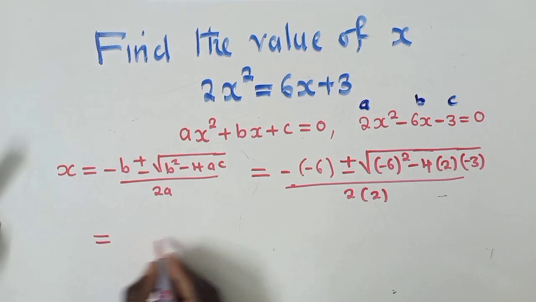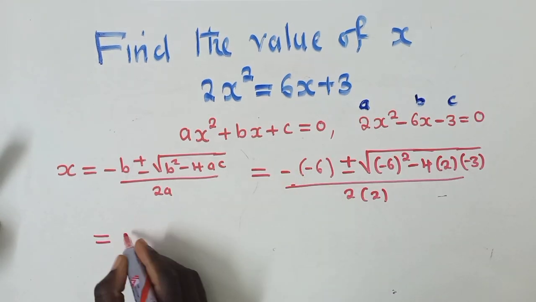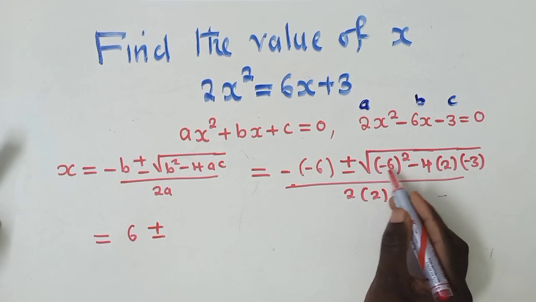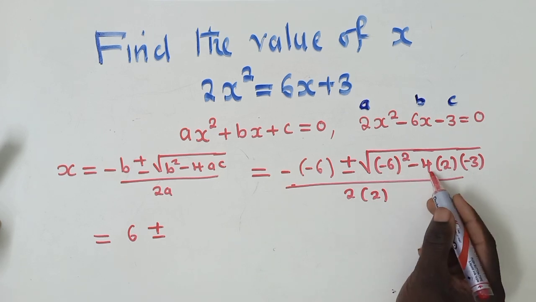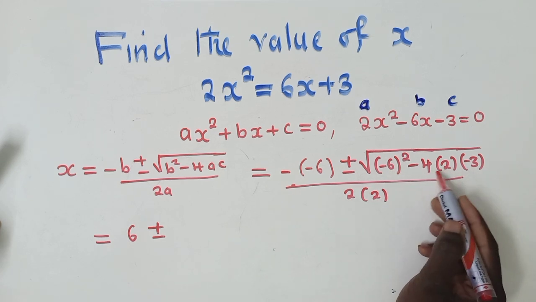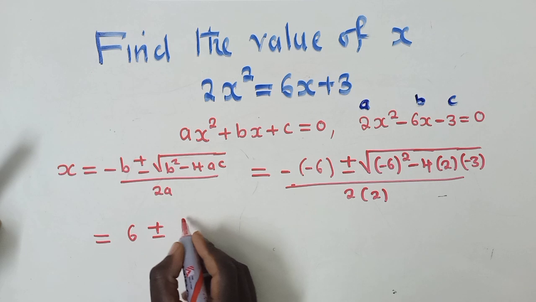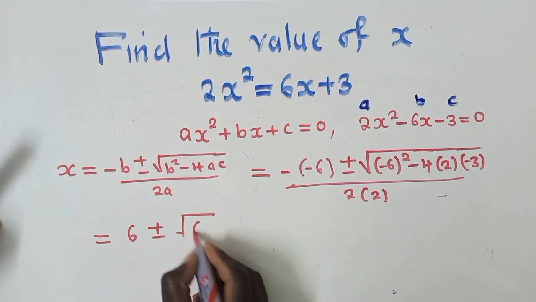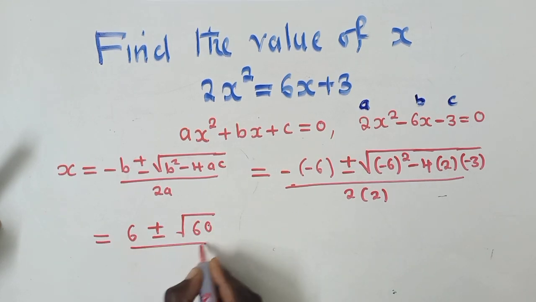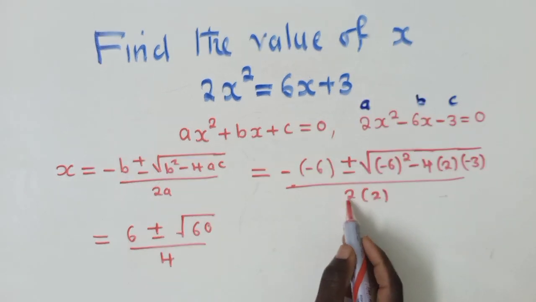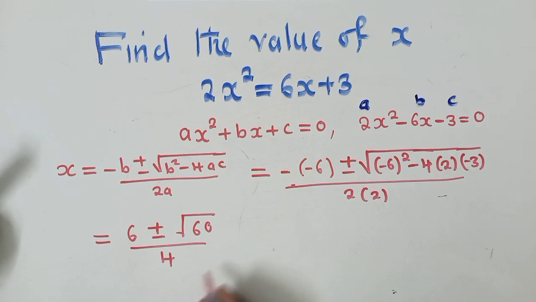The next thing will just be to simplify. Negative and negative is positive, plus or minus. Here when we work out, this will give us 36. This will give us positive 24. Yes, positive 24. So 24 plus 36 is 60. It's giving us the square root of 60 over 4. This 4 right here, 2 times 2, is giving us a 4.